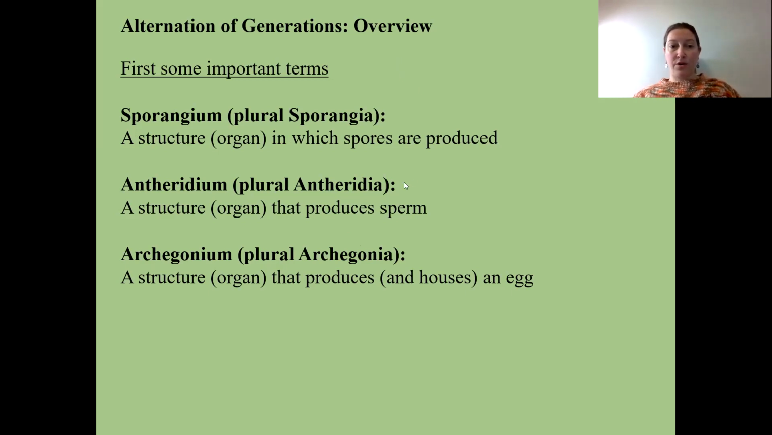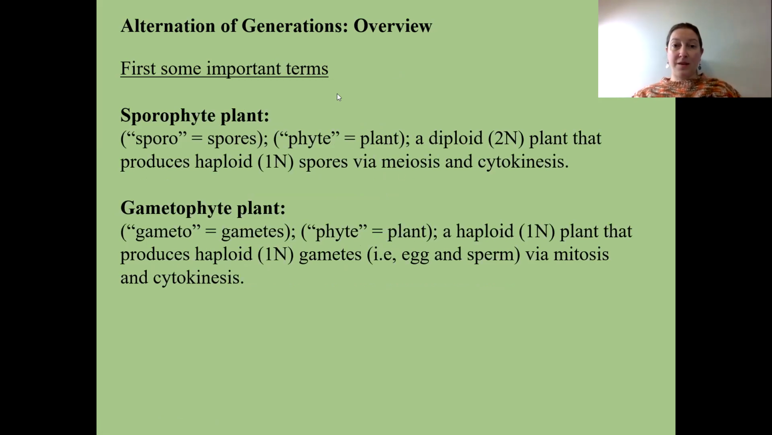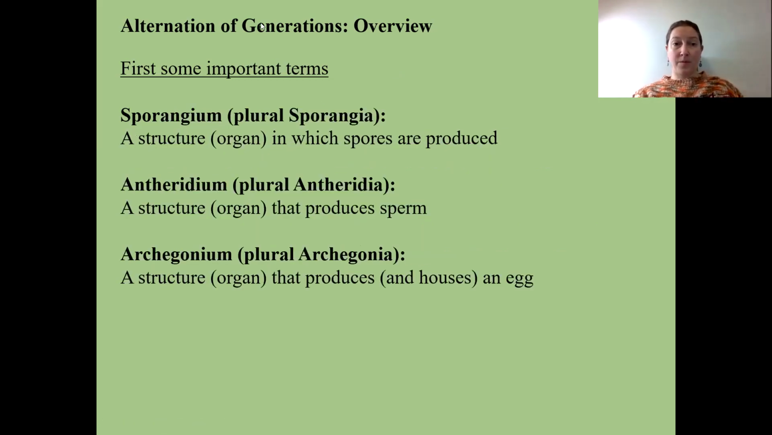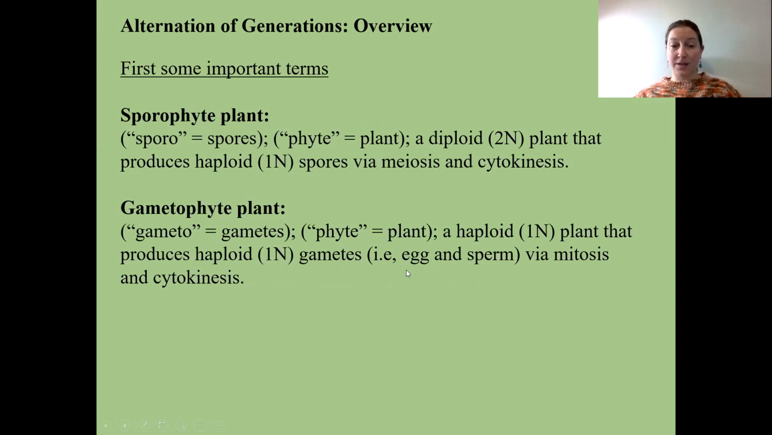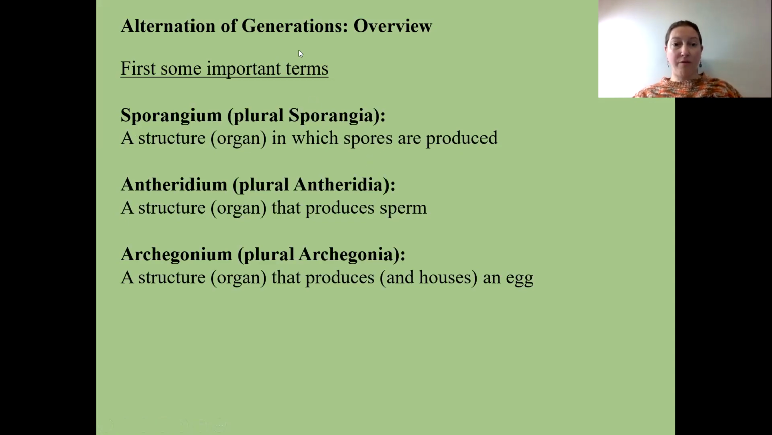Just to put this together: you have a sporophyte plant that makes spores. So the sporophyte plant will have sporangia on it, because the sporangium is the organ that makes the spores. Gametophyte plants make gametes, egg and sperm. Therefore, gametophyte plants are going to have on them organs that make sperm and organs that make eggs.